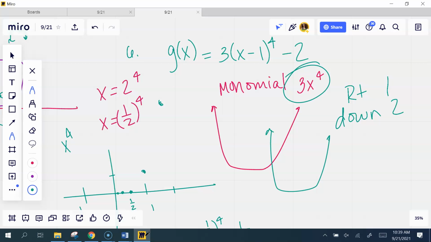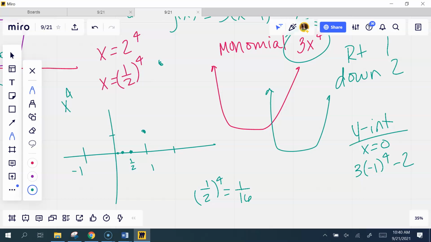It also asks you to find the Y-intercept. What happens at a Y-intercept? Okay, algebraically, what happens? So if x is 0 here, I've got 3 times negative 1 to the fourth minus 2. What's negative 1 to the fourth? Positive 1. So what should the Y-intercept be? 1.